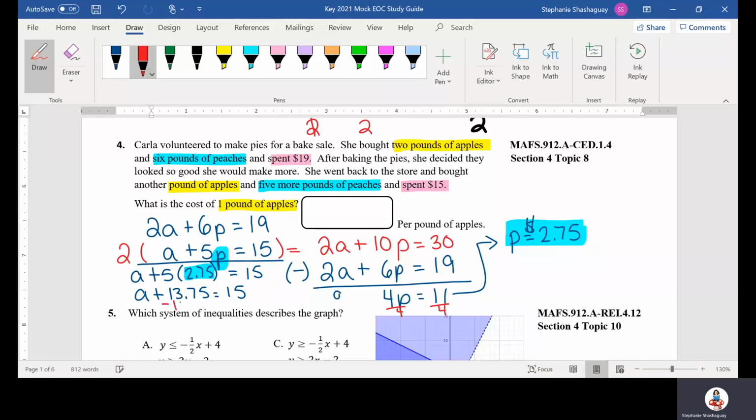Then I subtract 13.75 from both sides, and I find that A is equal to $1.25. And that is the cost of my pound of apples. So 1 pound of apples costs $1.25.